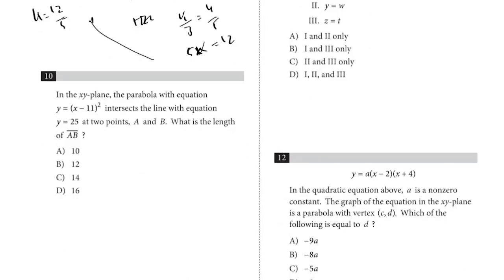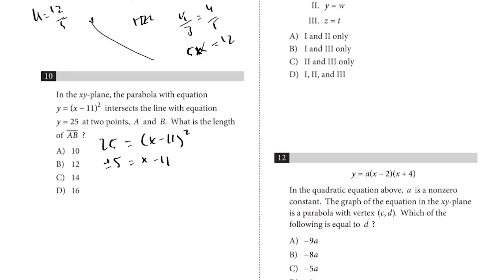All right, question 10. In the xy plane, the parabola with the equation y equals (x minus 11) squared intersects the line with the equation y equals 25 at 2 points. What is the length of AB? All right, so we're going to set these two equations equal to each other. So that means 25 is equal to (x minus 11) squared. Now to get rid of the squared, we're going to square root each side. So that means plus or minus 5 equals x minus 11.